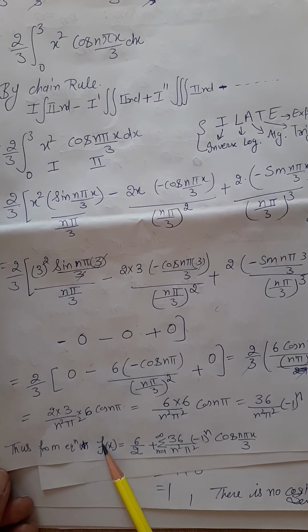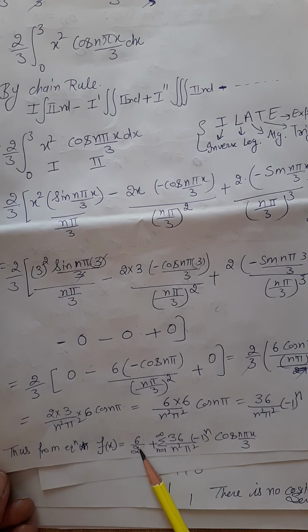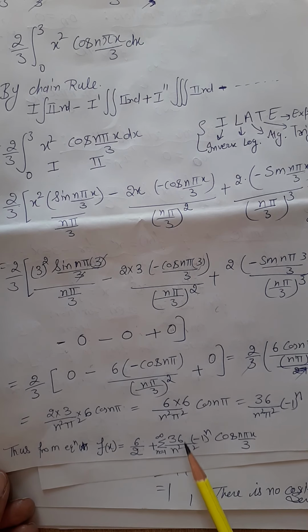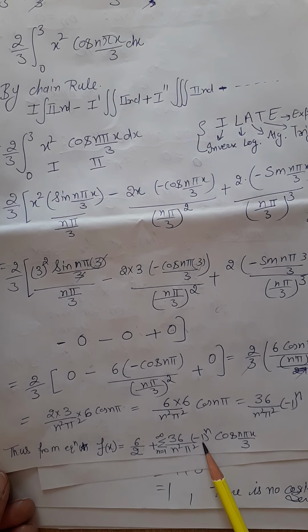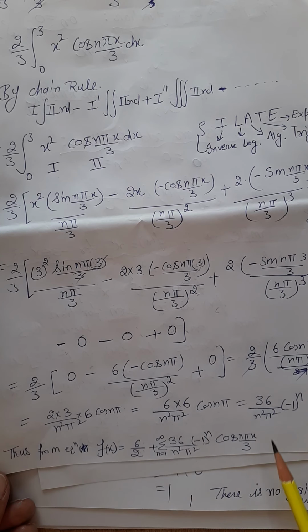Now we put these values in our equation star. Put the value of a naught upon 2 and you write here the value of an, and you get your Fourier coefficient.